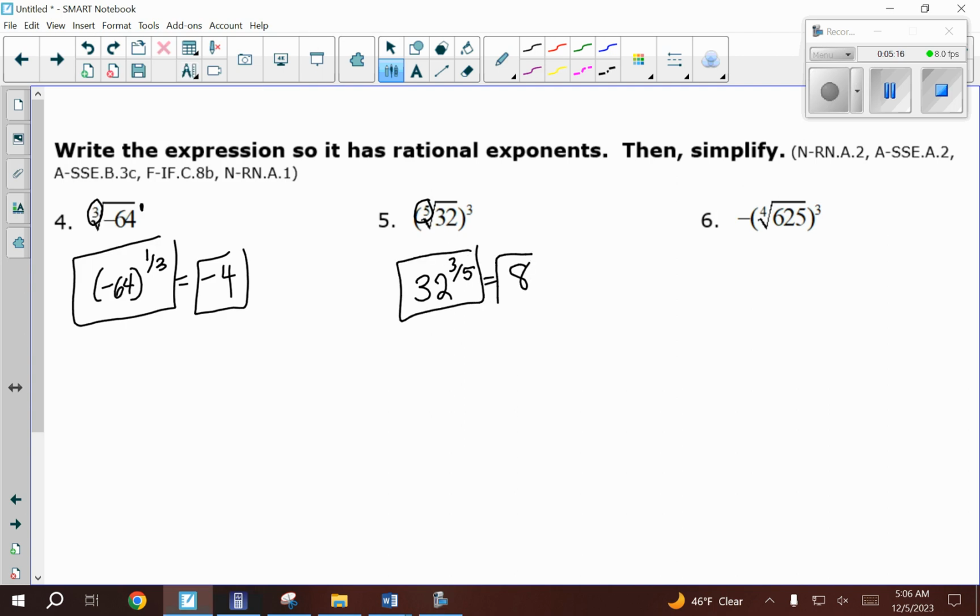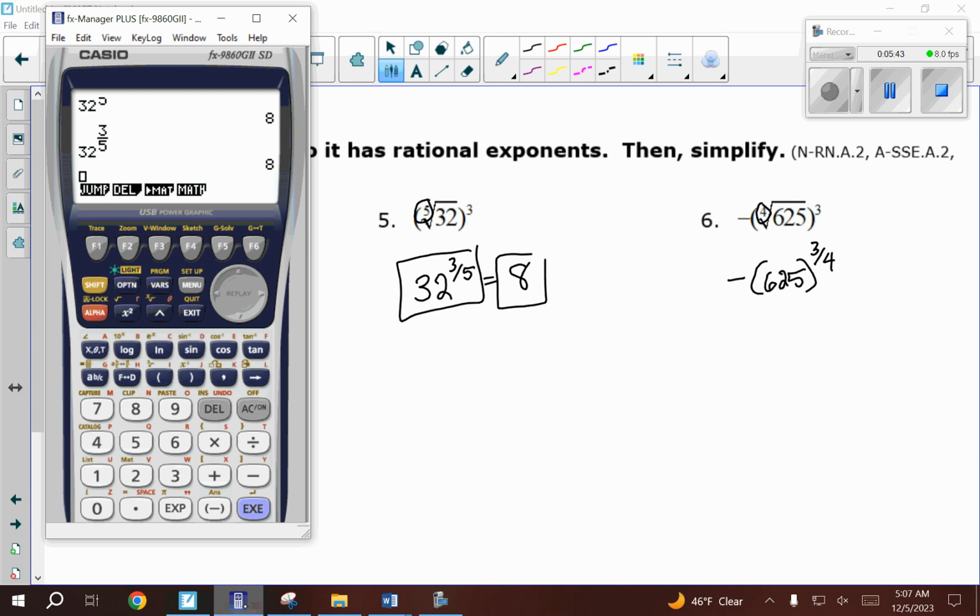Rational exponent simplified. Okay, next, you notice there's a negative on the outside, and there's not a lot of stuff inside, but because there's a negative outside, we're going to have to stick that 625 inside of parentheses. So that way we can have the negative on the outside. The index becomes the bottom, and then the exponent becomes the top. So we're going to, again, type that in the calculator first. If this gave us any weird stuff, then we would have to probably break it down another way.